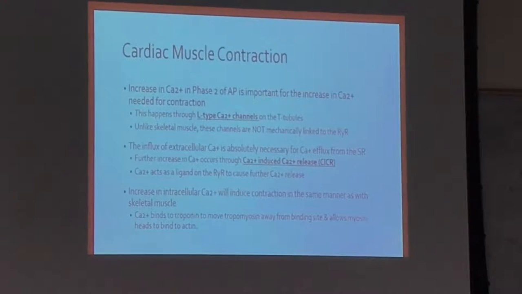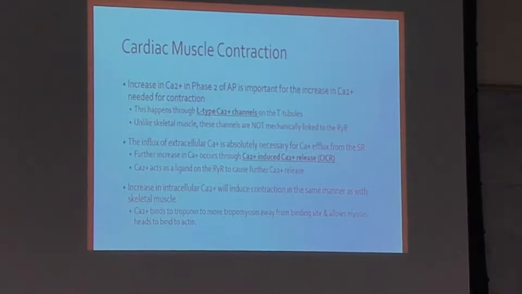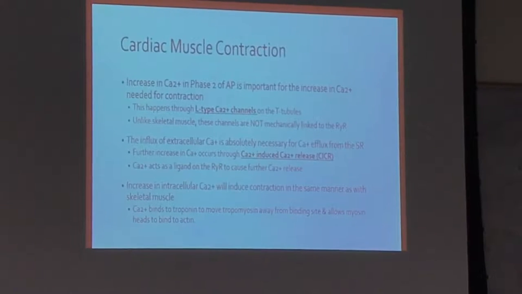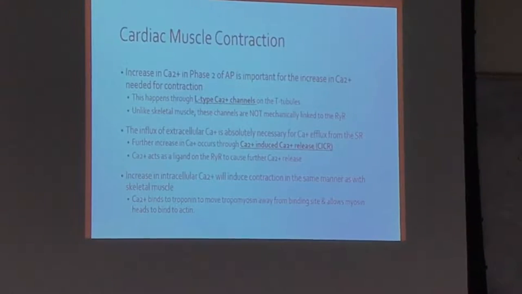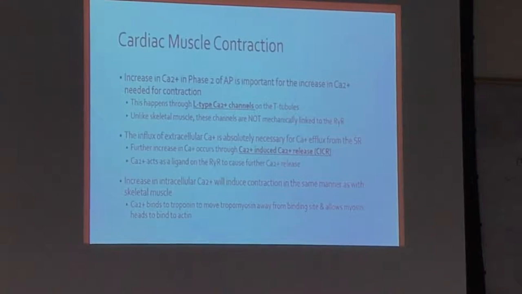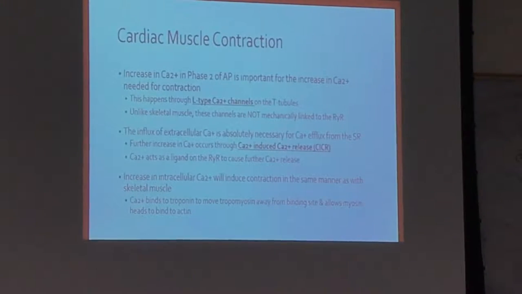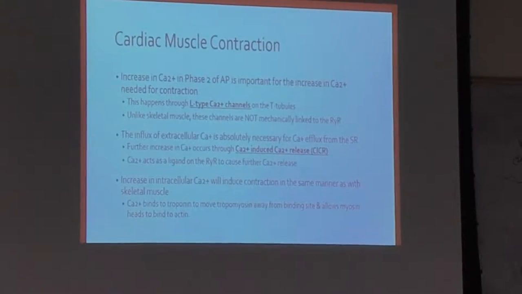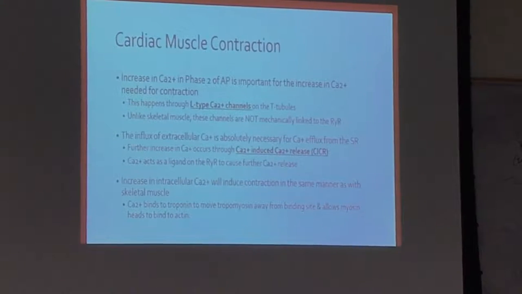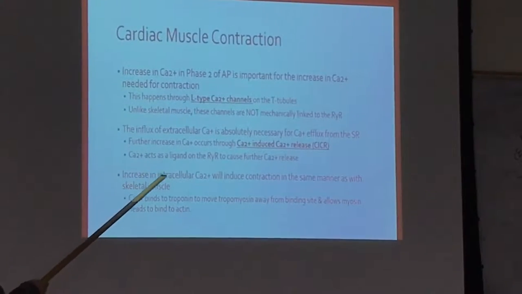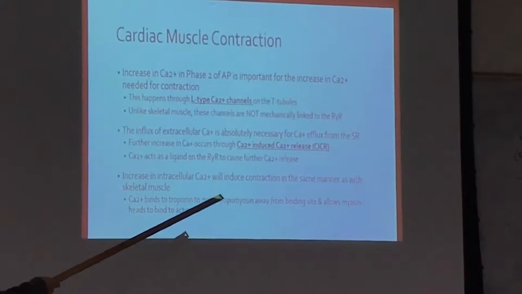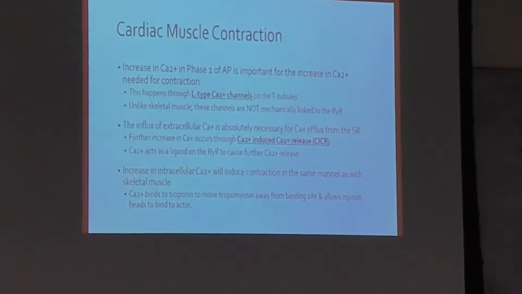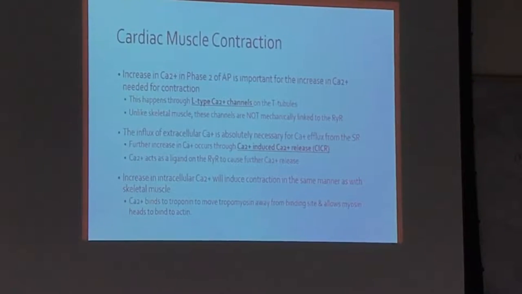So you have increasing calcium in phase 2, because we all know calcium is important. This happens through the L-type calcium channels on the T-tubules, and these are not like the ryanodine receptors. All right, so like I said, the influx of extracellular calcium is very important, and that triggers calcium release from the sarcoplasmic reticulum, which is calcium-induced calcium release. And then the increase in intracellular calcium will induce contraction the same way that you all know.